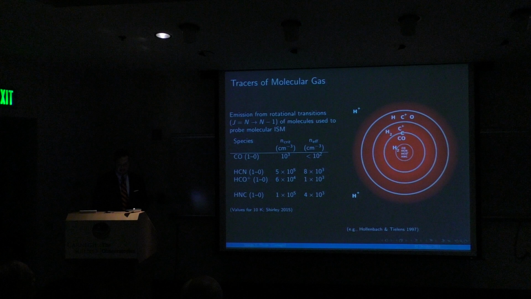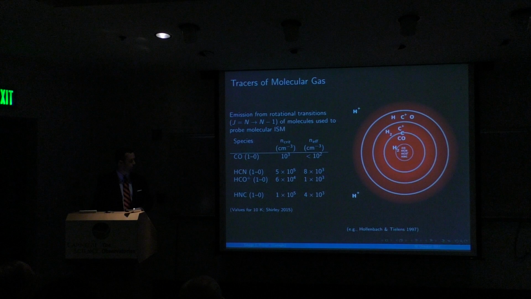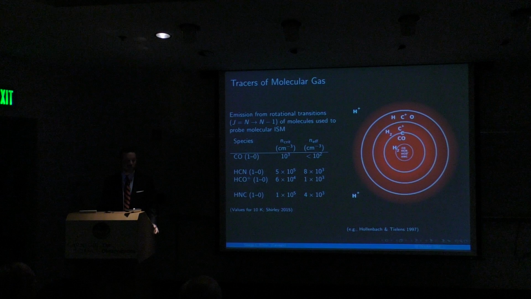In terms of the molecular gas itself, we can't observe cold molecular hydrogen because it doesn't emit essentially when it's a few tens of Kelvin. So we're forced to use tracer molecules. And the emission from tracer molecules is typically rotational transitions in the millimeter and submillimeter.